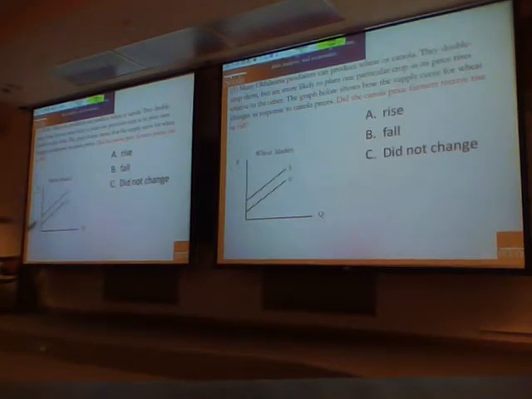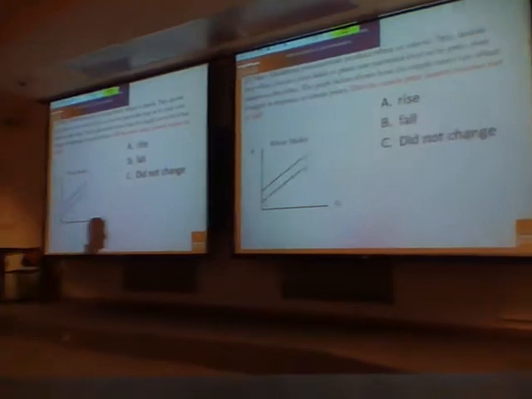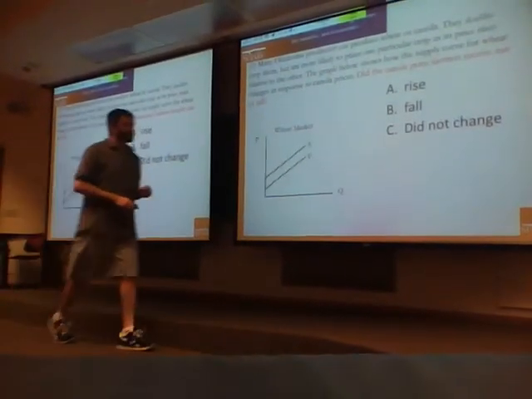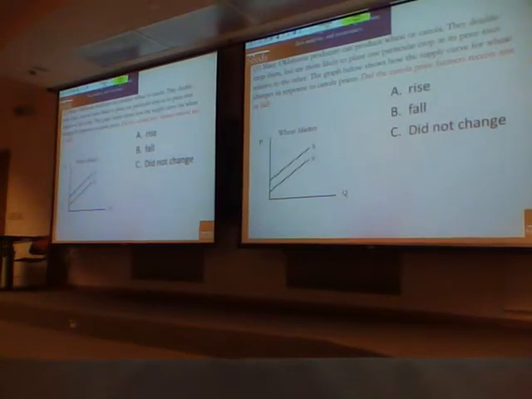So the supply curve for wheat shifts to the right or shifts down, however you want to think about it, in response to a change in the price of canola. Is that in response to a rise in the price of canola or fall in the price of canola?